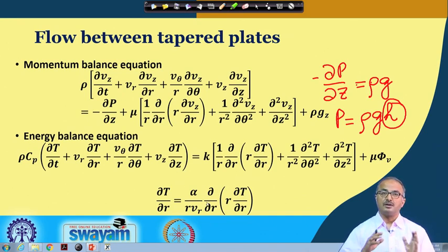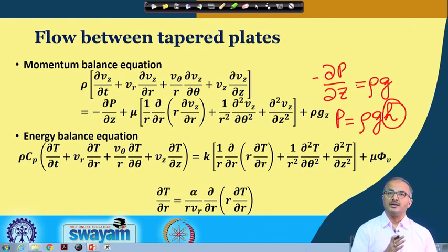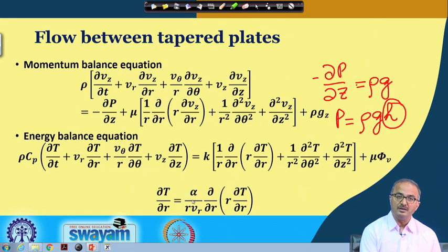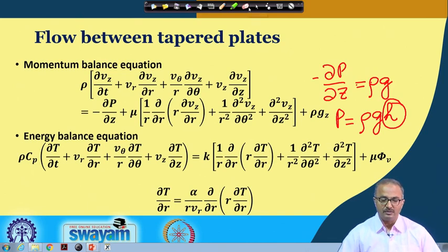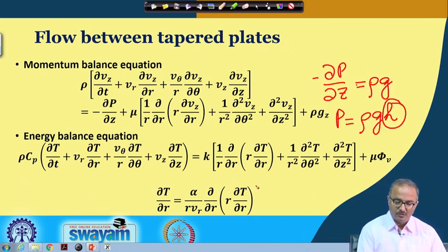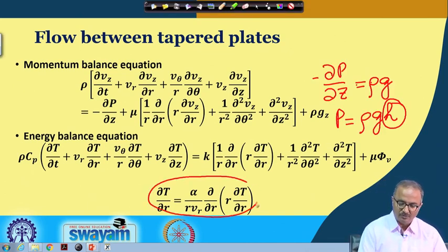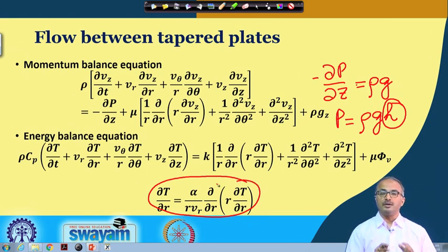That means the gradient of temperature along the radial direction will be dictated by this, and here you see that this alpha is the thermal diffusivity, that is k by rho Cp. Okay. So, this is the equation which we wanted to derive to find out the temperature distribution within the fluid.